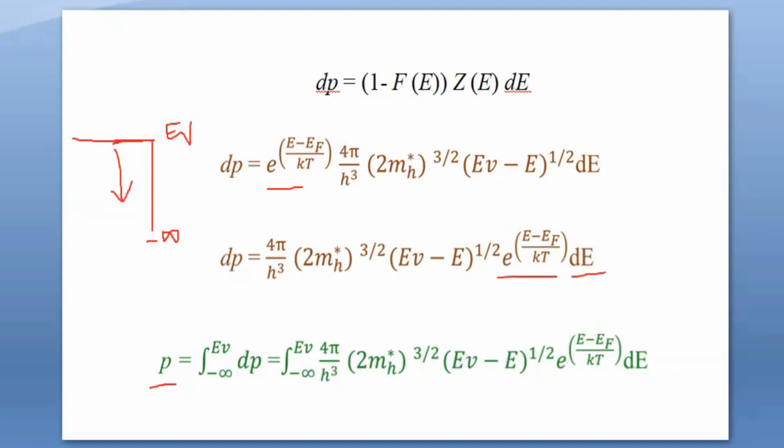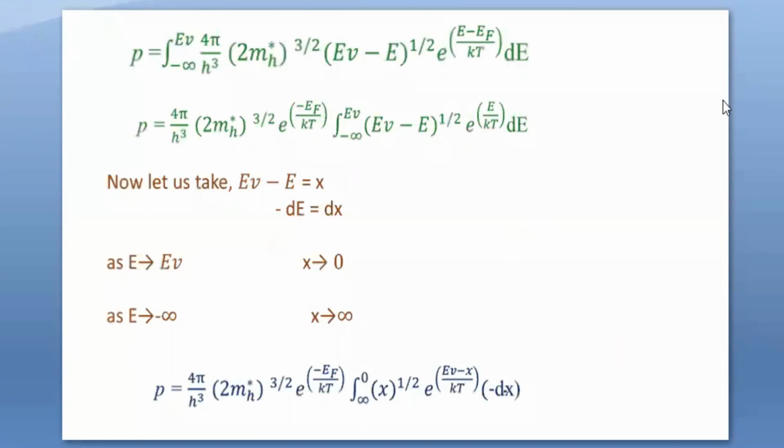Now bringing the constants out of this integration, we get p equal to 4 pi by h cube, 2 mh star power 3 by 2, e to the power of minus EF by kT, integral from minus infinity to EV of (EV minus E) to the power 1 by 2 e to the power of E by kT dE. As Fermi energy is constant, it is brought out. As done in the previous case, taking EV minus E as a new variable x, minus dE will be equal to dx. The limits change: as E tends to EV, the upper limit becomes 0, and the lower limit becomes infinity.